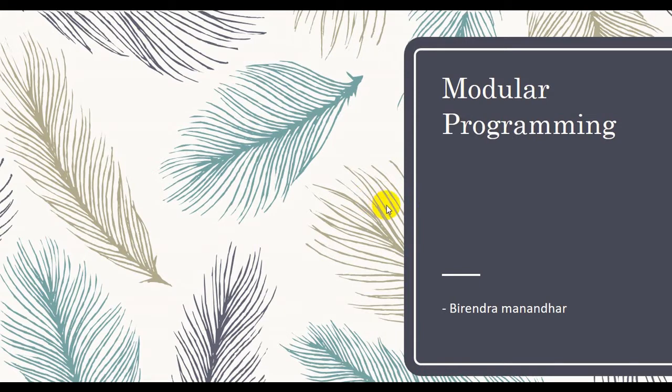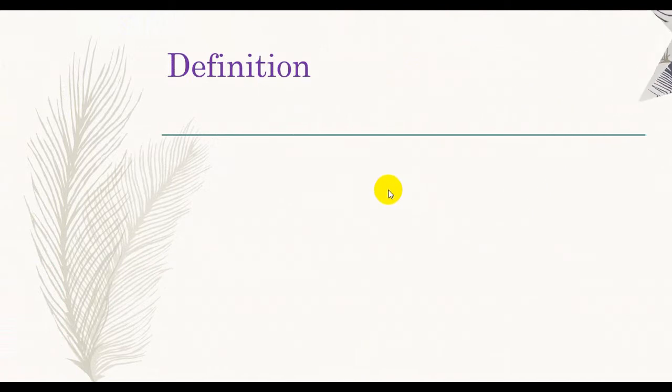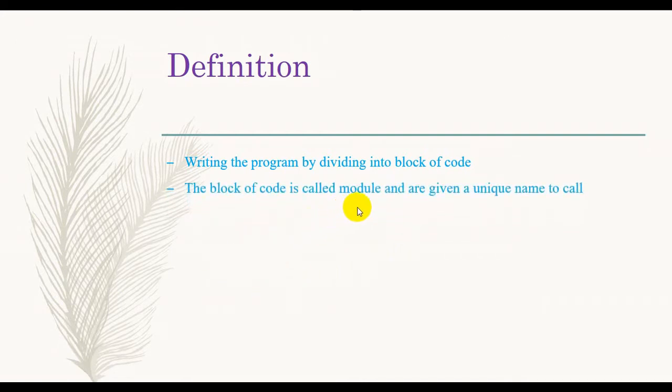Students, today's topic is modular programming. Writing the program by dividing it into blocks of code is called modular programming. Actually, the block of code is called a module and is given a unique name to call the module. In a program, there is a main module and the rest are called sub-modules or sub-procedures.